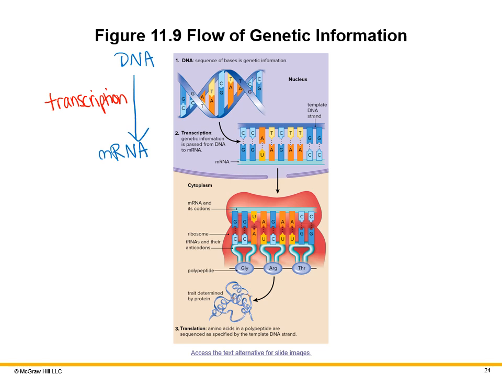Next, the mRNA has to exit the nucleus and go into the cytoplasm through the nuclear pore, which is a hole in the nuclear membrane. The mRNA is going to be used to make a polypeptide or a protein, which is also called the polypeptide. Okay. This process is called translation.